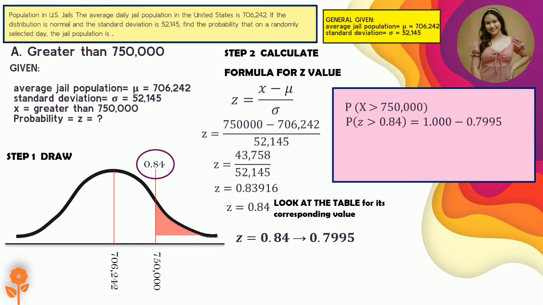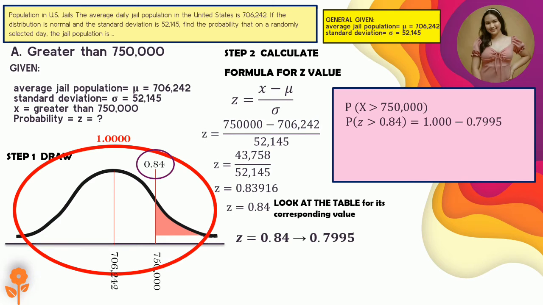We have probability of x greater than 750,000 equals probability of z greater than 0.84 equals 1.000 minus 0.7995. We subtract 0.7995 from 1.000 since the area that we are looking for is on the right side of our x value, which is the 750,000. And the 1.000 is the whole area of our curve. So we subtract.